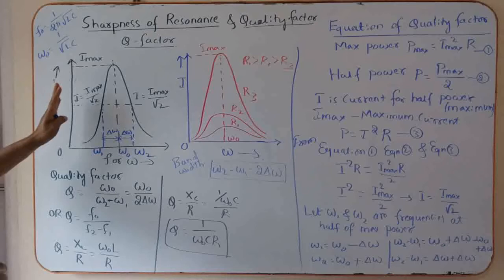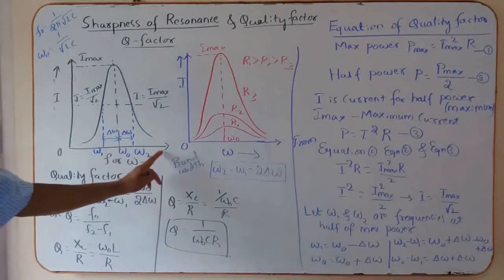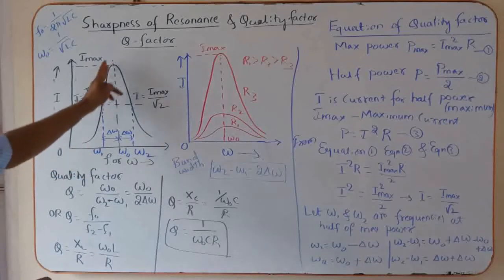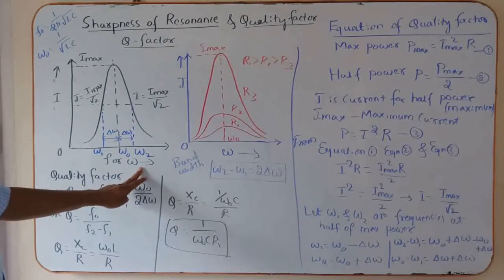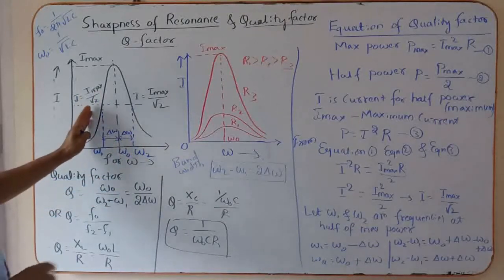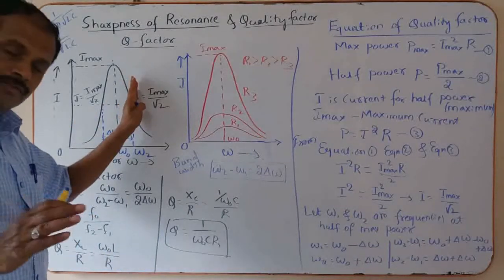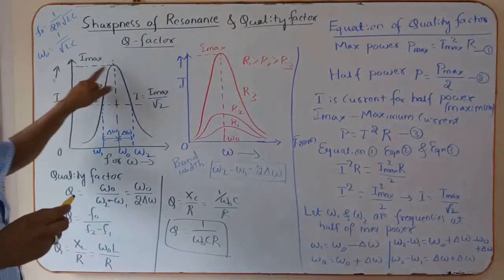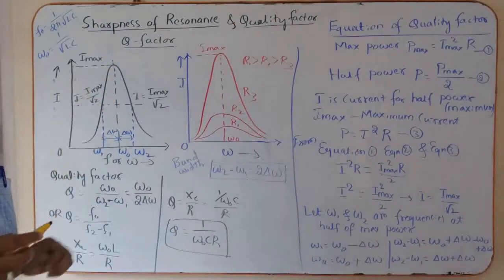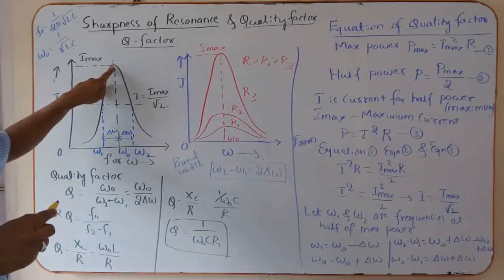Now, when you draw the graph, with current along the y-axis and frequency along the x-axis, it shows the variation of the current with the variation of the frequency. At low frequency, the current flow through the LCR circuit is minimum. At high frequency, the current flow through the LCR circuit is also minimum. But at one particular frequency, the maximum current flows through that series LCR circuit. That is maximum current, and at that time it is said to be electrical resonance.